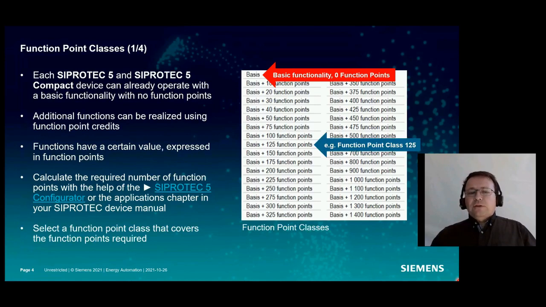Select the function point class that covers the function points required. You can see here that just certain classes are available. For instance, if you would like to have 110 function points, then you would need the function point class 125.